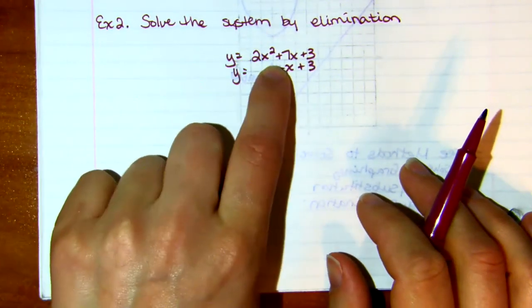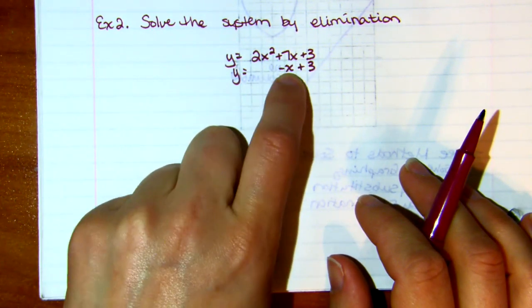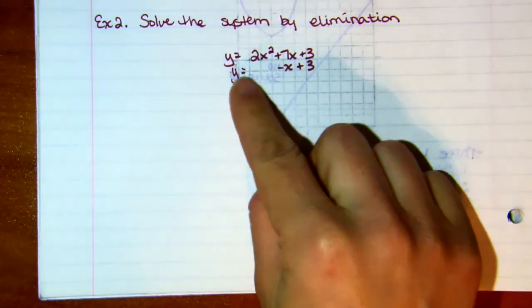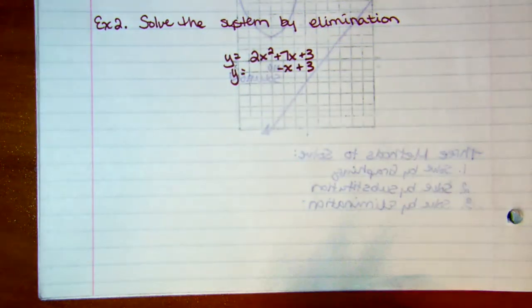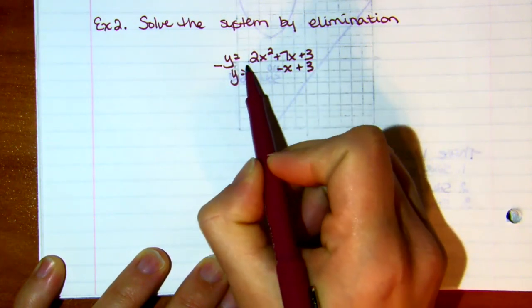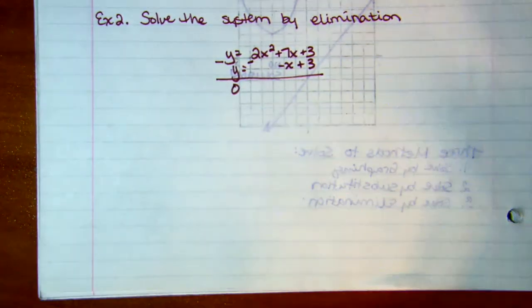And you'll notice that when I wrote this out, I lined it up so the -x was under the 7x instead of under the x squared. I don't have an x squared term, obviously, because it's linear, so this is just like having a 0 here. So to eliminate y, I'm going to subtract the equations. So y minus y is 0. Oh, now y is eliminated.